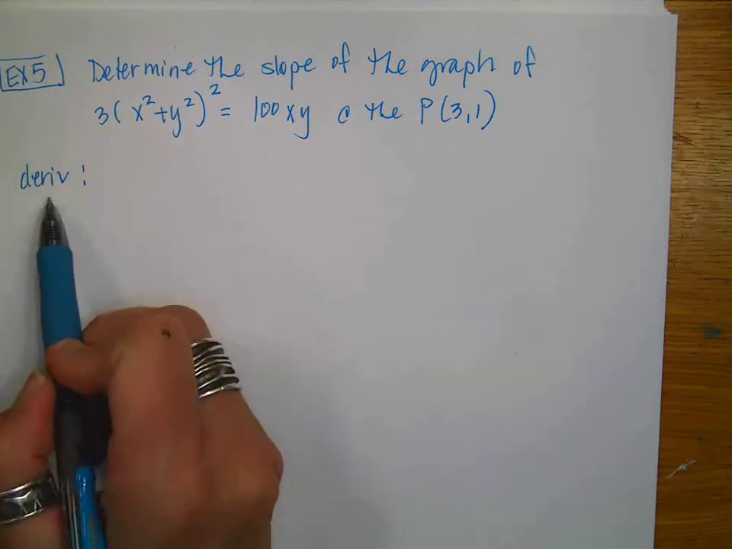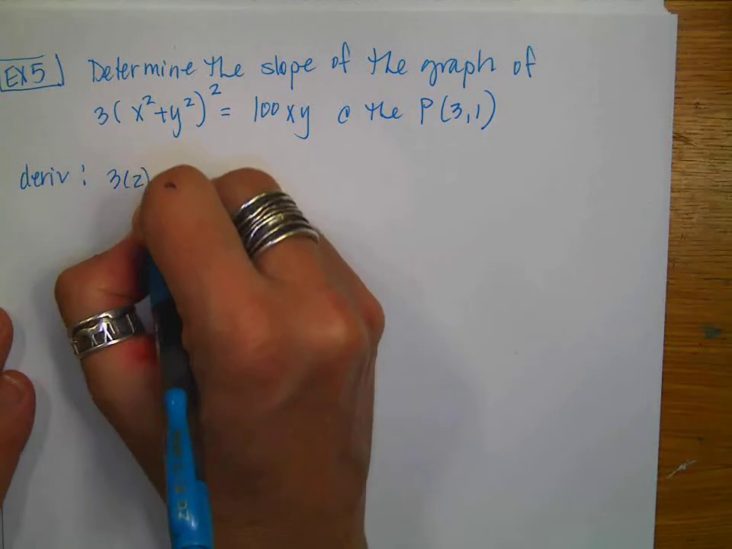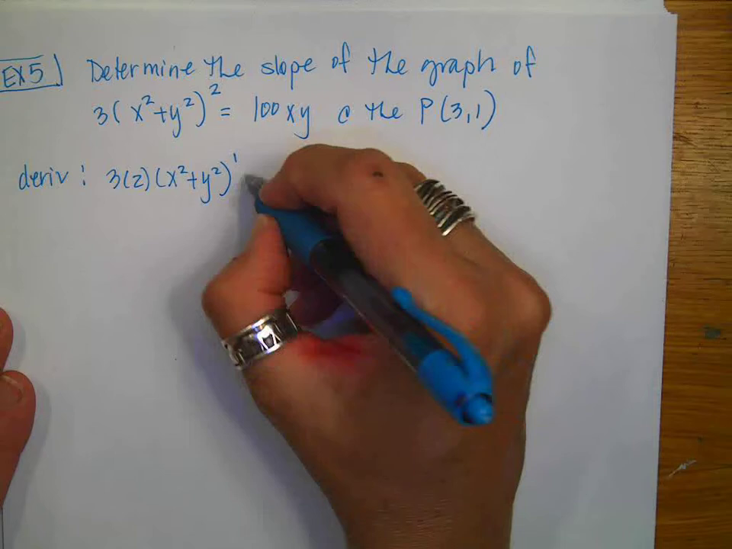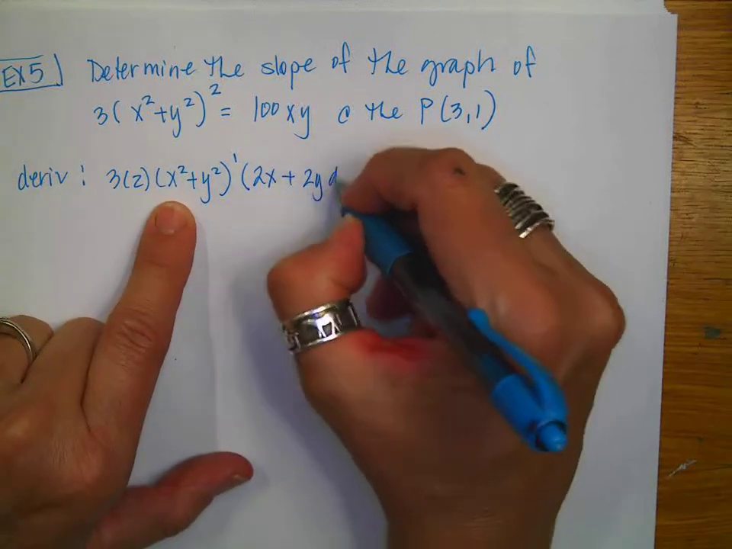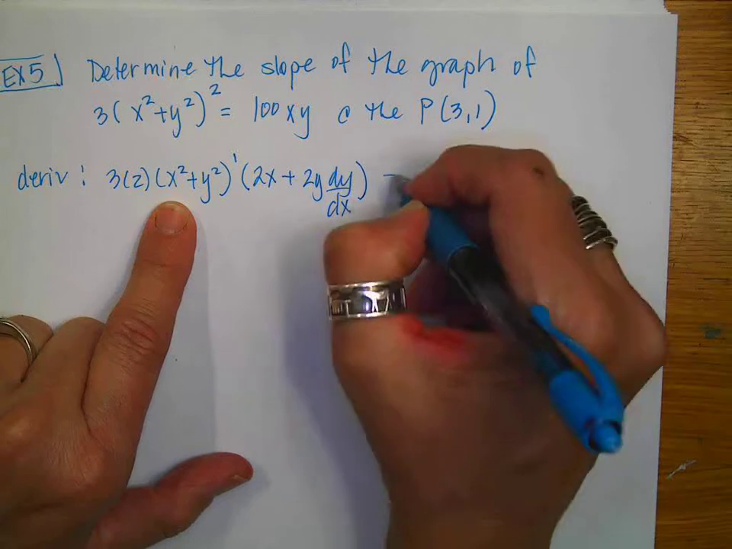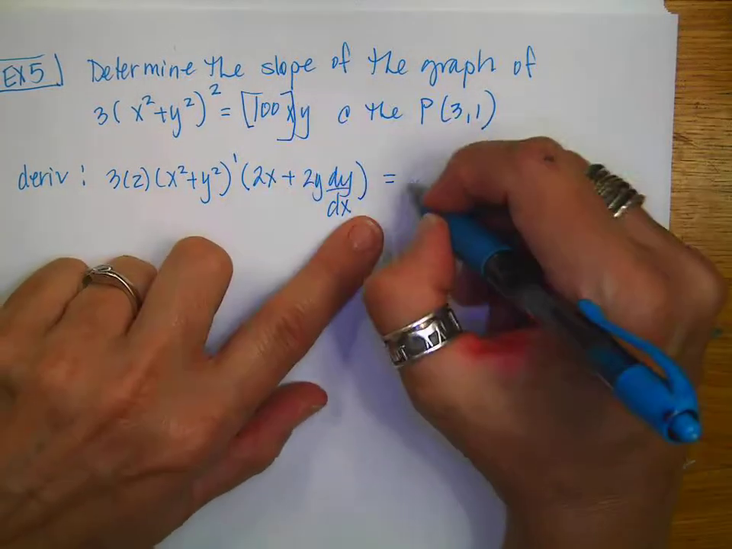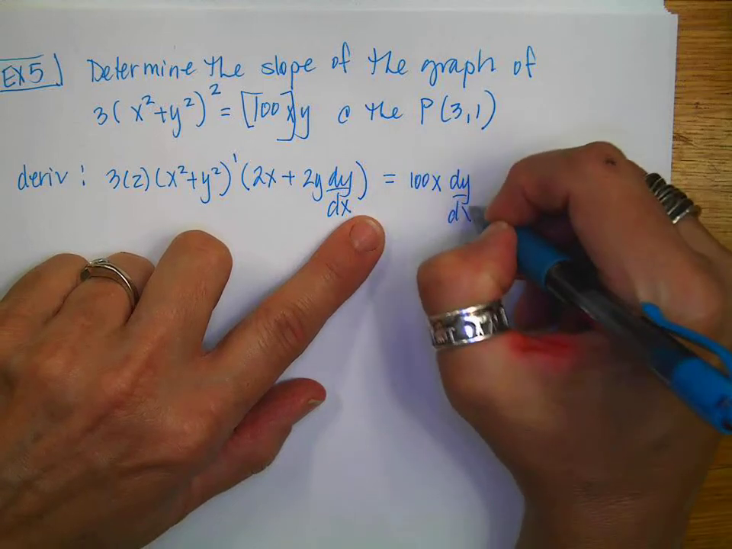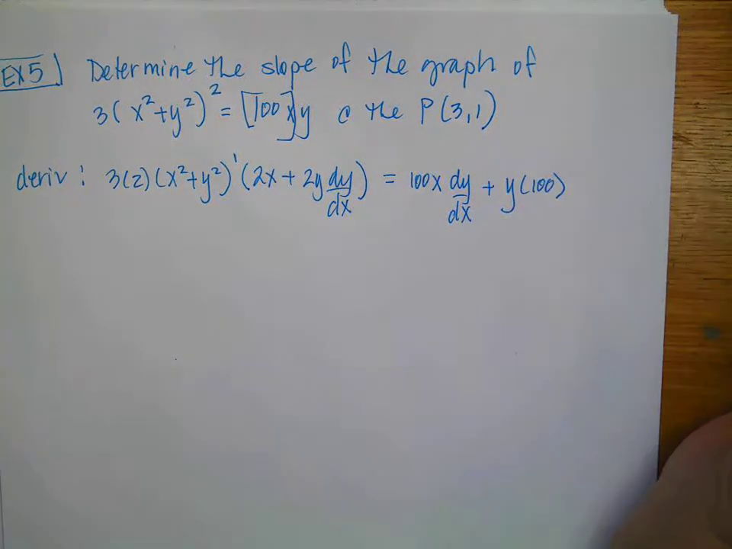So when I take my derivative, remember we always identify our work just like we do our answers. It's going to be 3 times 2, what starts inside stays inside to the first, times the derivative of the inside, which is 2x plus 2y dy/dx, is equal to, and I'm going to attach the 100 to the x, the first thing, times the derivative of the second plus the second thing times the derivative of the first.